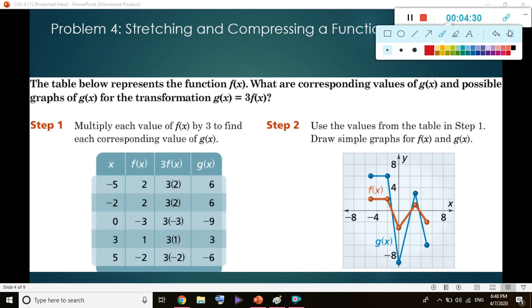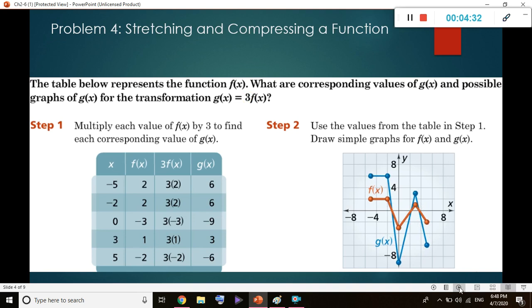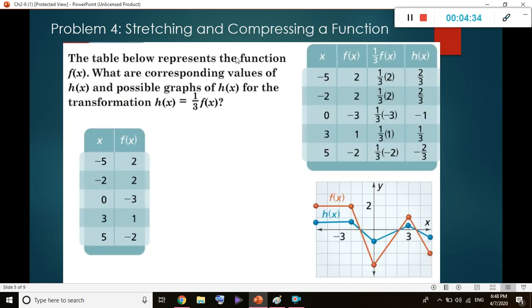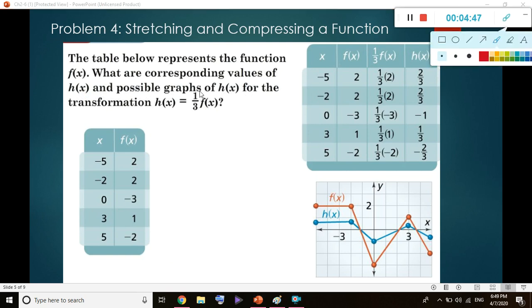Okay, so now let's go for the second example. The table below represents the function f of x. What are the corresponding values of h of x and possible graphs of h of x for the transformation h of x equals 1 over 3 f of x? So we're going to look at the factor, the number that we multiply by f of x, which is 1 over 3. Now, is 1 over 3 greater than 1 or between 0 and 1? I mean, 1 over 3 is going to be between 0 and 1.